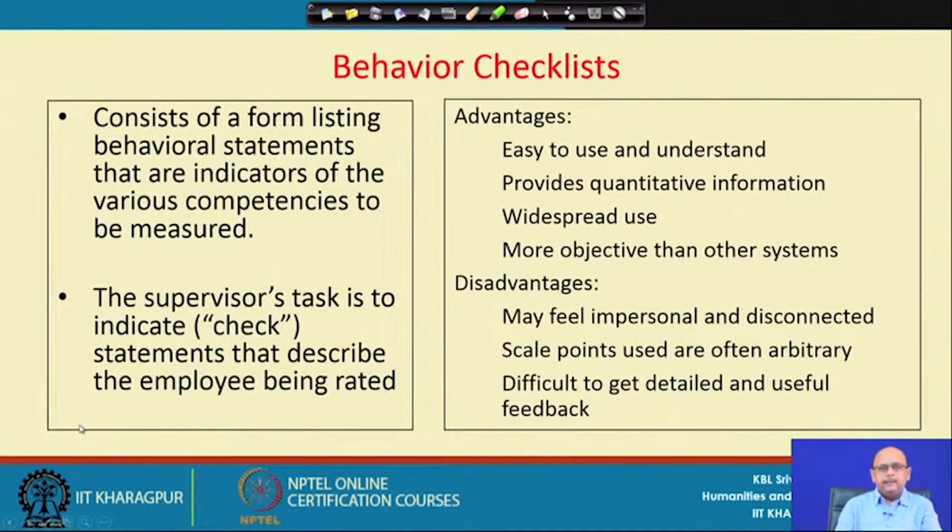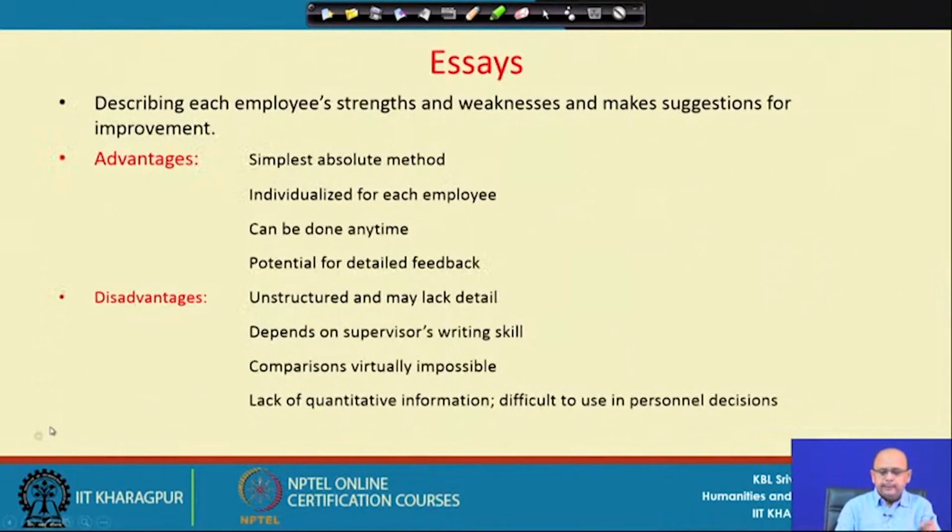Then the behavioral checklist and the absolute method, right. So, you have statements or behaviors against which the performance is evaluated. You have various competencies, okay, and the supervisor simply checks whether this behavior is shown by you or not, right. But here you are not looking at the level at which it is being done. So, the disadvantage is that you feel impersonal and disconnected because you do not have a scale point to use, and you do not have detailed information, you simply say whether this behavior is shown or not shown by the employees, right. So, in that way behavioral checklists are not that effective.